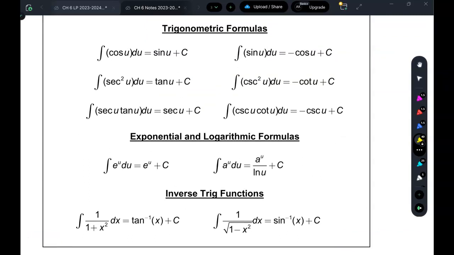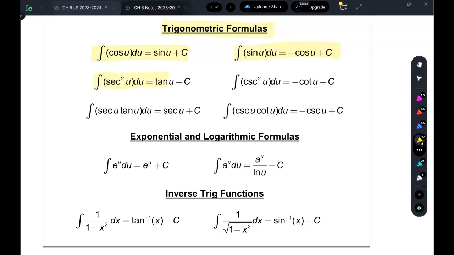Trig functions. Okay, so just working backwards. If I take the integral of cosine, that's going to give me sine, right? Because the derivative of sine is cosine. It's all flipped, right? So if I'm going to take the integral of sine, I get negative cosine.